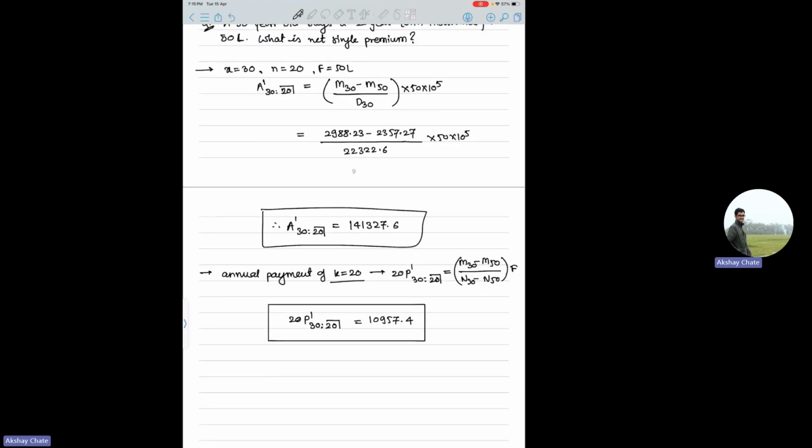So if you don't want to pay the whole 1,41,000 upfront, if you want to divide this into 20-year annual payments, every year you pay 10,000 or roughly 11,000. So in 20 years you will pay around 2,20,000. If you do upfront, you will pay only 1,40,000. So if you have upfront money, you should do upfront. If you don't, then you have to do annual payments. So like that, you have to solve these kinds of problems.